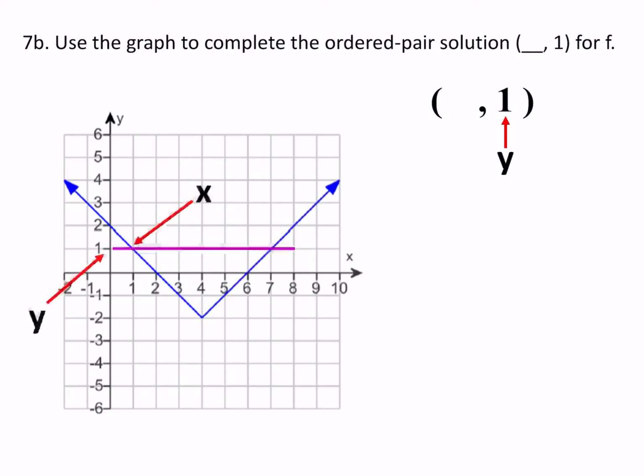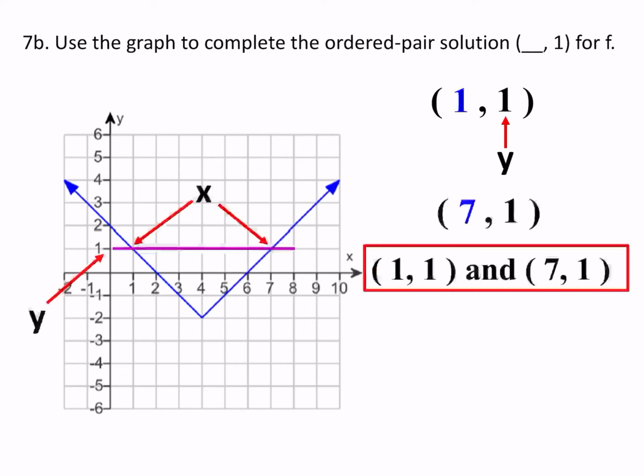There's an answer right there. Is that the only answer? No, you got 2 answers. There's another answer right there. 7, comma 1. So 1, comma 1 and 7, comma 1 both are answers for this problem. Be careful, you might have one like this in my math lab, maybe on the exam.